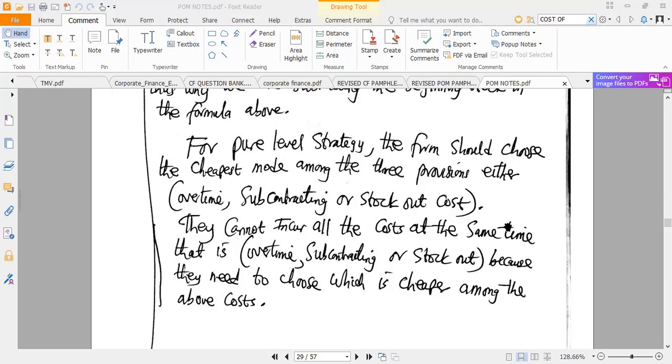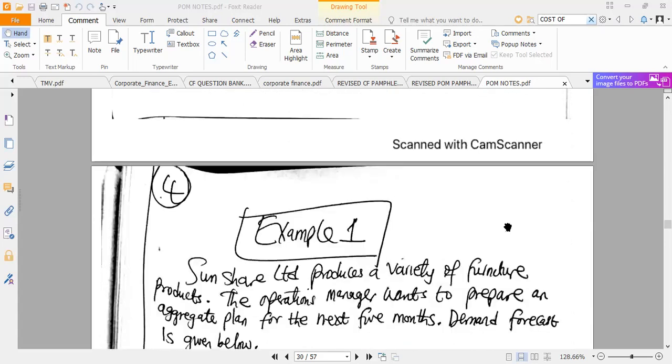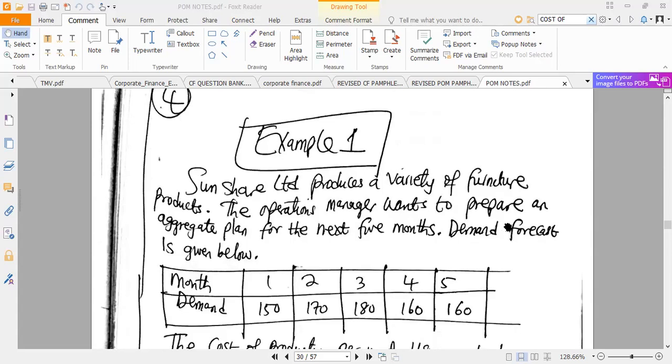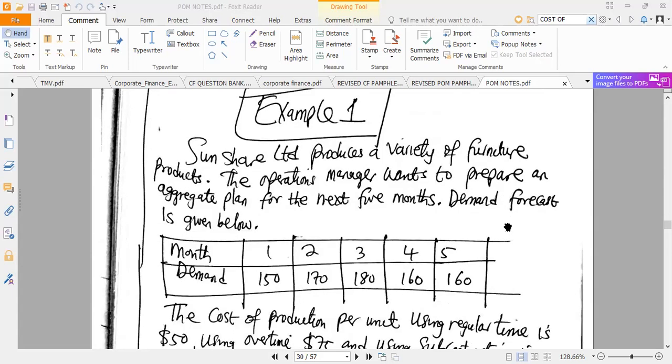All right. So that is the aspect of the pure labor strategy. They cannot incur all the costs at the same time, that is overtime, subcontracting, or stock out, because they need to choose which is the cheapest among these costs. Now, let us get into an example where we need to know how these two strategies operate.